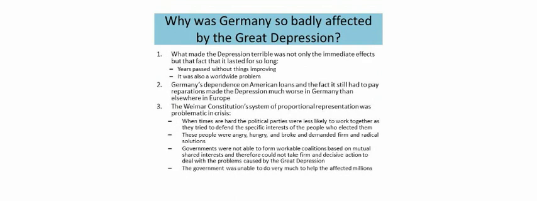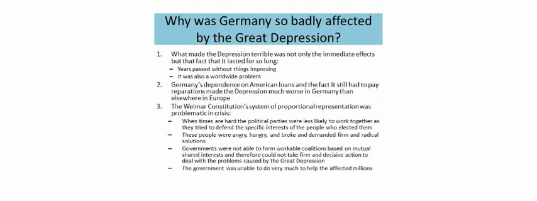The Weimar Constitution system of proportional representation really comes into play here because it is very problematic in a crisis. When times are hard, the political parties are less likely to work together because each plays the blame game, tries to blame each other, and they'll try and defend their specific interests. As a result, they're less likely to work together in coalition governments. People become angry, hungry, they're broke, and they start to demand firm and radical solutions. Not only that, consensus breaks down as people during crisis tend to polarize and push to the fringes.